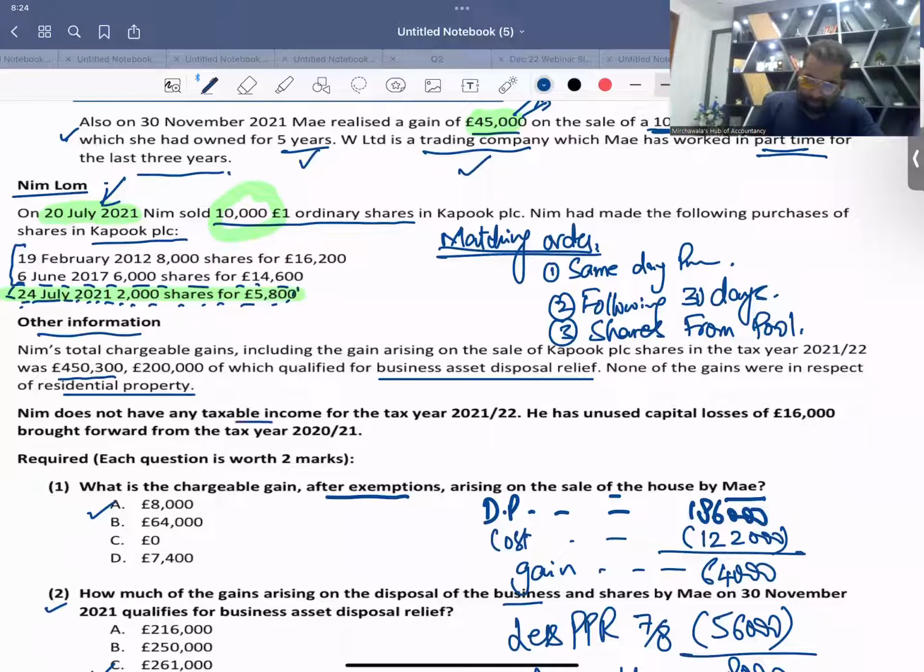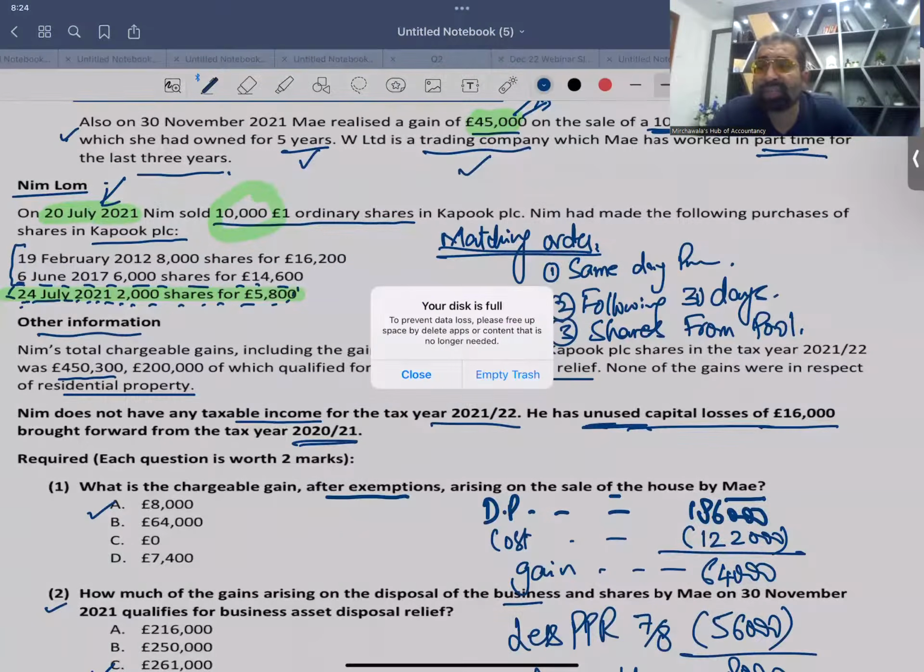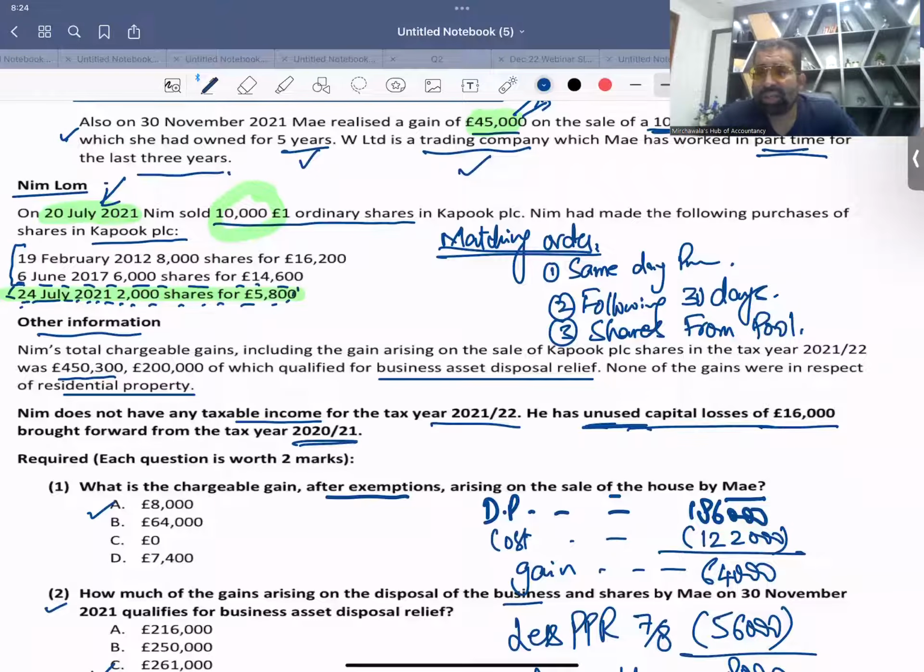Now one more thing. Nim does not have any taxable income for the tax year 2021-22. Thank God. He has unused capital losses of 16,000 brought forward. Unused capital losses can only be set off against capital gains. Now you tell me, you have 2 types of gains, NG and QG. Which gain will you set the loss off against? Obviously NG, because it is beneficial to set off against the gain which has the highest tax rate.